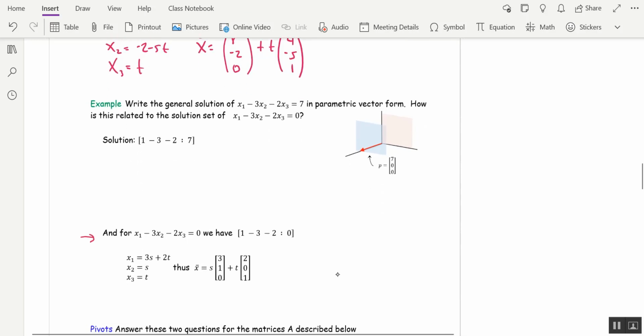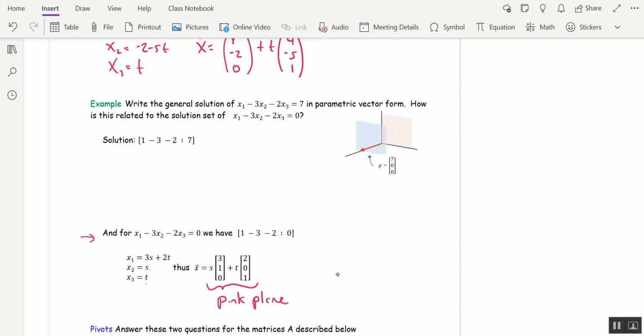For the homogeneous linear system, I've got one equation, so I write down the augmented matrix. I don't have to reduce it because it's already reduced. So x3 is free, I called it t. x2 doesn't have a pivot, so that's free, that's s. And then x1 is 3s plus 2t. So I can write in parametric vector form the solution set of Ax equals 0, the homogeneous system, like this. This, in the picture above, is the pink plane.